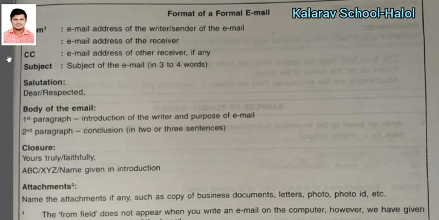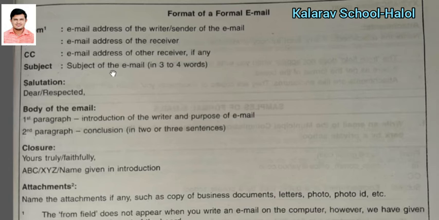CC is not compulsory, but if you are sending the email to some person and regarding that person another email address is there, you have to mention that email address in CC.